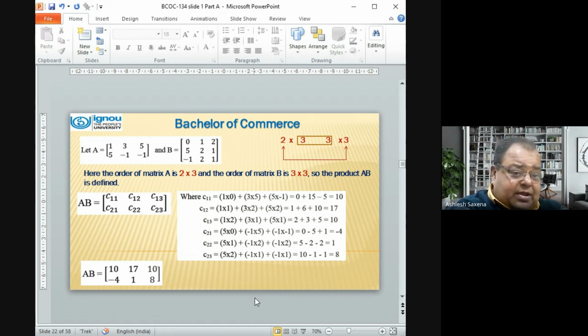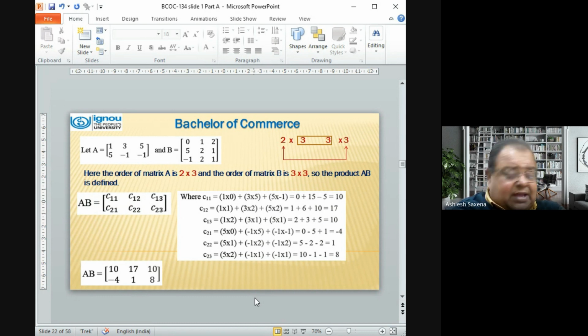Matrix A is in front of us. That is 1, 3, 5, 5, minus 1, minus 1. First of all, write its order. Its order is a 2 by 3 matrix. Now the question arises why it is a 2 by 3 matrix. It is a 2 by 3 matrix because it has 2 rows and 3 columns. First part is over.